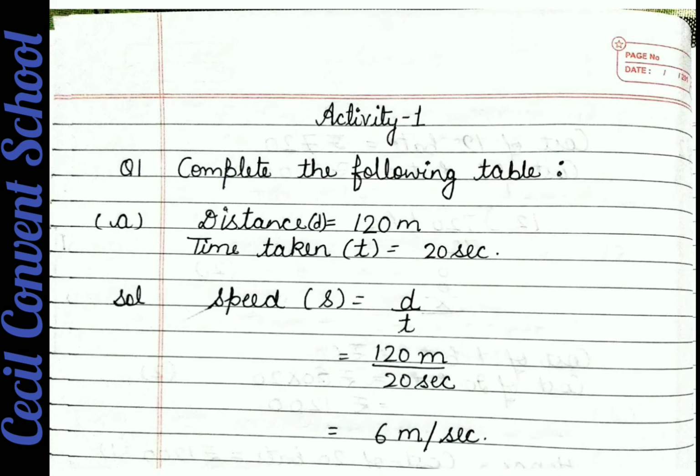Now, first question, complete the following table. In part A, distance is given. Distance we can write as D, is equal to 120 meter. Time taken, we will denote it as T, is equal to 20 seconds. Now I have to find speed. Speed is the down one, and when I find the down one, what do I do? I have to divide the upper one by the down one. So D divided by T, 120 meter divided by 20 seconds. When we divide it, the answer comes 6 meter per second.